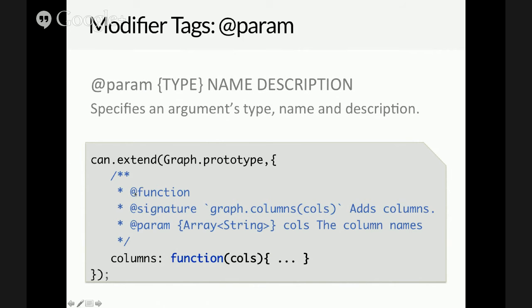Typically, you should not have a function and then a param and then a signature and then a param, because again, once you have a signature, it blows away the default signature that's created. So a param is essentially going to describe an argument for either a signature or a function. Here, I'm describing columns, and I'm saying it's an array of strings.